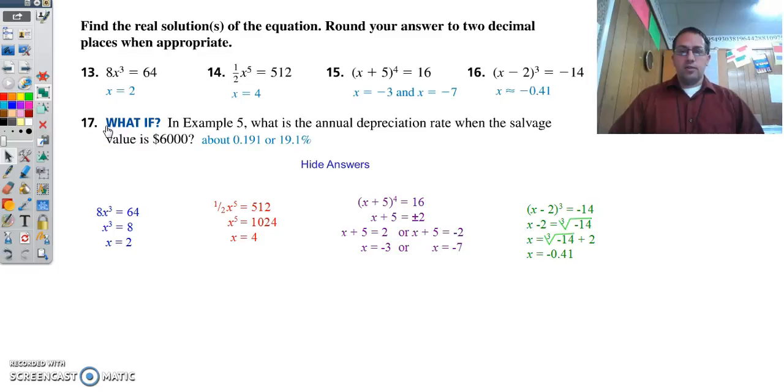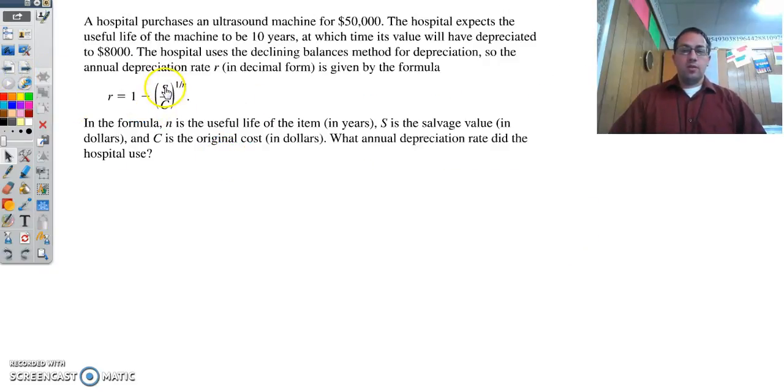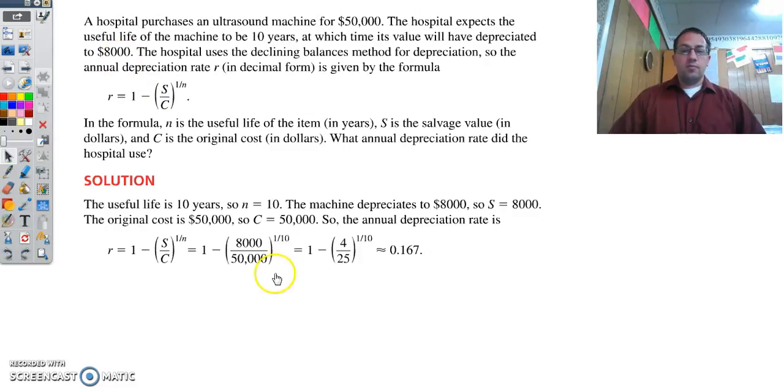So number 17. And here we're going to have to flip back to that other slide, because what it wants to do is take example 5, the last one we did with the hospital, and ask what the percentage rate would be if the salvage value was 6,000 instead of 8,000. So all we're going to do is come back here and take a look at this. Our salvage value is going to change. It's not going to be 8,000 like it was before. It's going to be 6,000. But it still costs us 50,000. It's still going to last us 10 years.